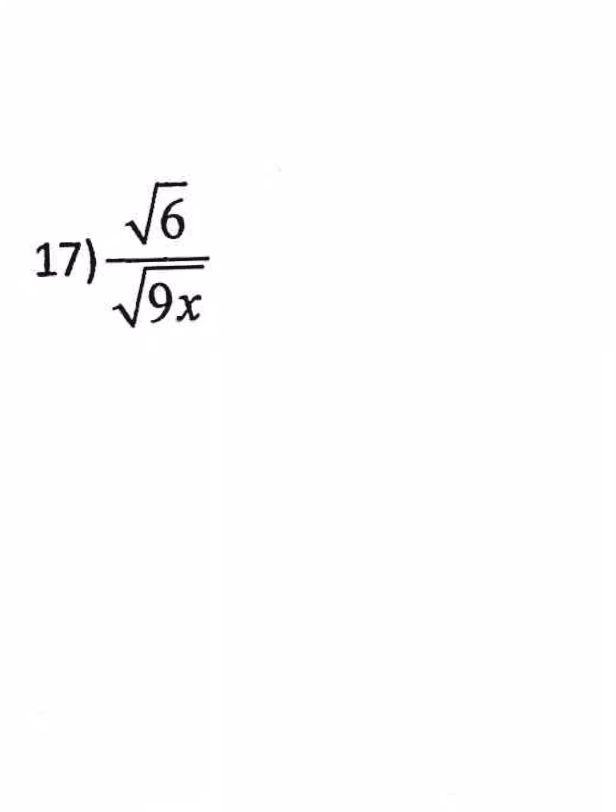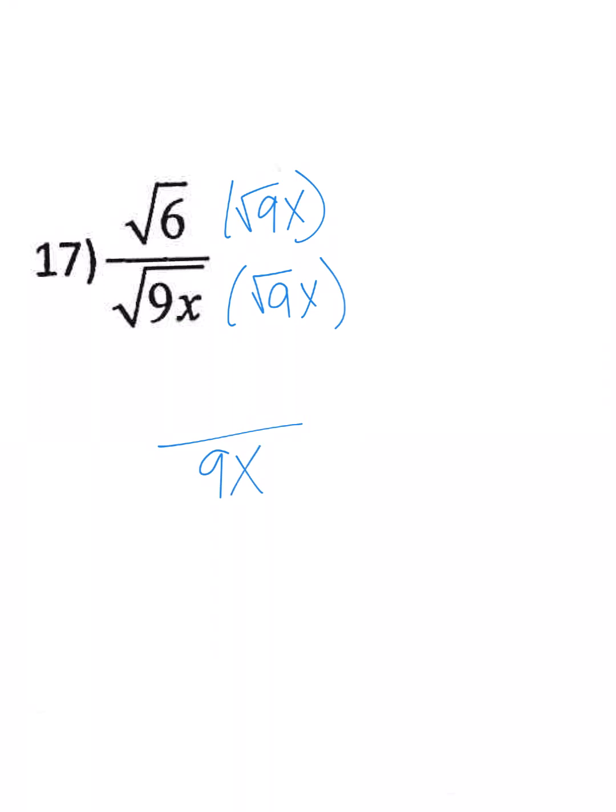17 is a division problem, so I recognize that I can't have a radical in my denominator or bottom number, so I need to rationalize the denominator, or get rid of it, by multiplying the top and the bottom by whatever's on the bottom. So I'm going to multiply the top by radical 9x as well. And on the bottom, remember that two radicals multiplied together just means it comes out of the radical sign, so I'm going to have a 9x on the bottom. And 6 times 9 is going to be 54x.